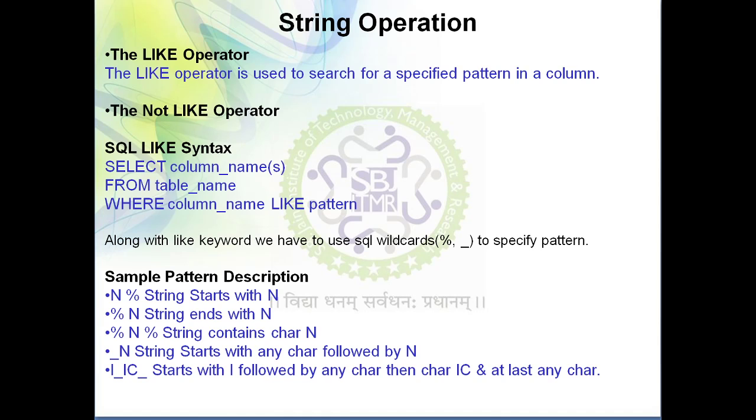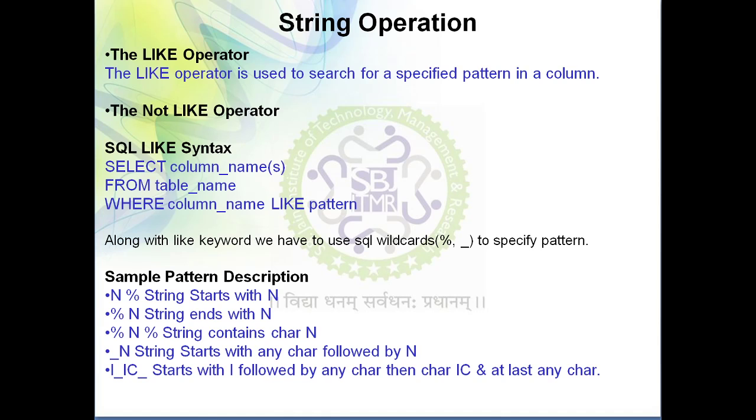Suppose somebody asks you, give me the list of employee names whose name starts with A. In order to find such a list, how can you write a query? Based on the knowledge you have gained till now, one thing that comes to mind is: select ename from employee where ename equals A. Does it give me a list of employee names whose name starts with A? The answer is no, it will not work.